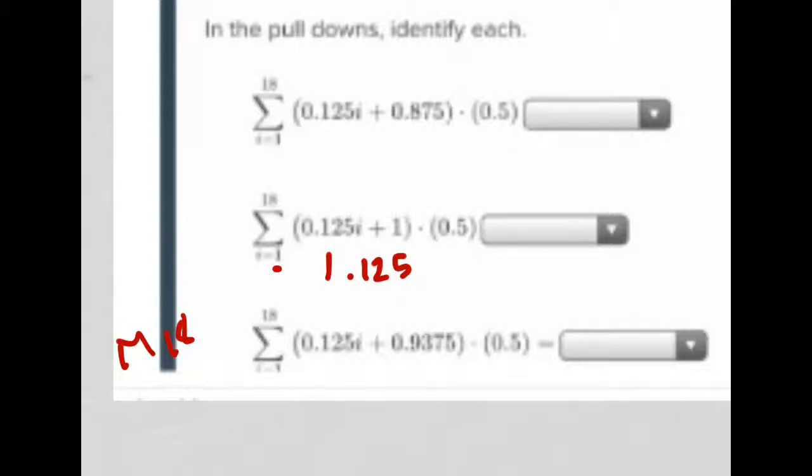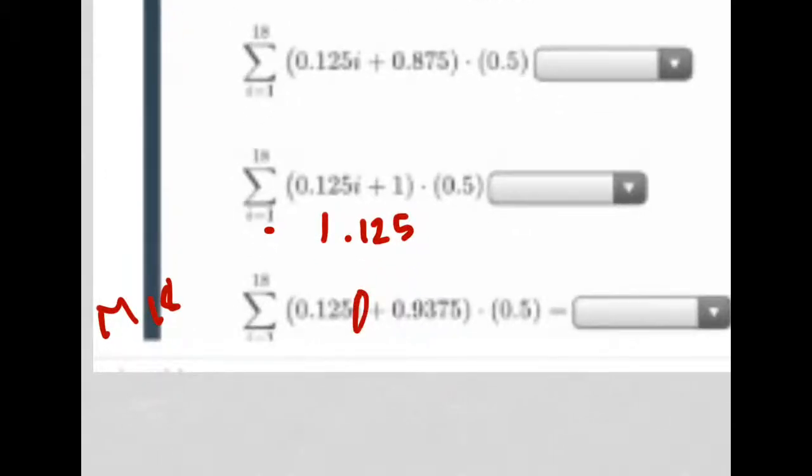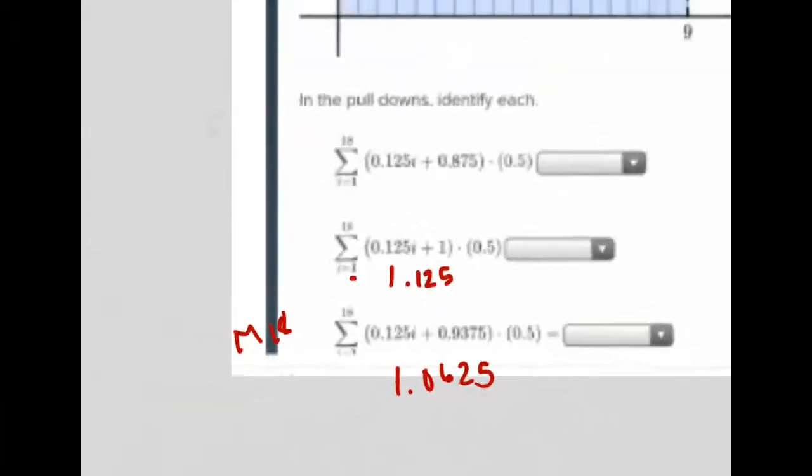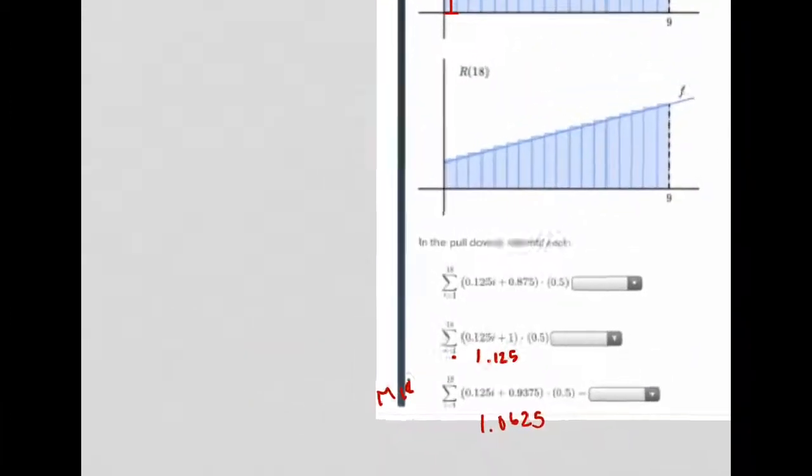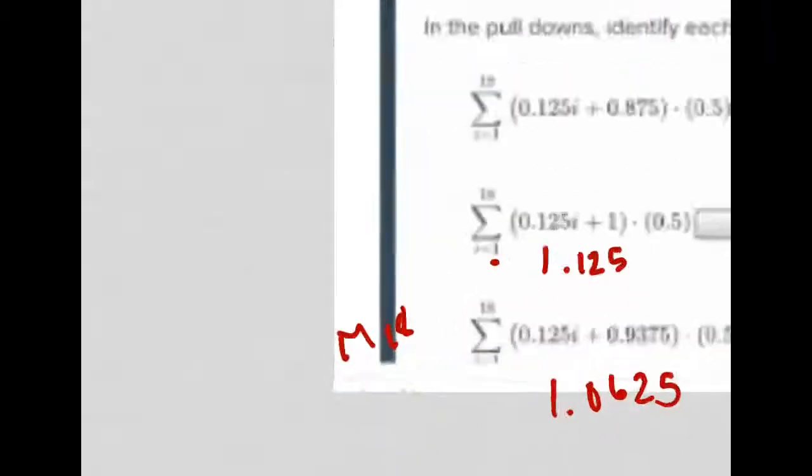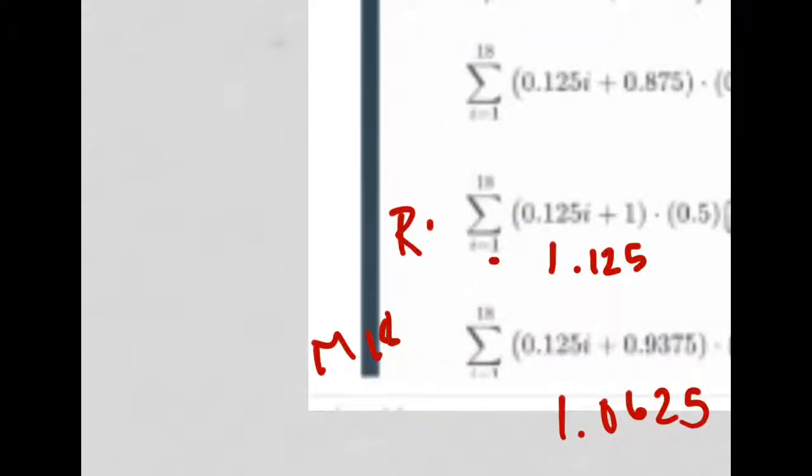Let's see. If we plug in 1 here, well, we get this plus this. What is that? Well, 0.125 plus 0.9375 equals what I wanted, 1.0625. I really hope you're understanding what the heck I'm saying. And then that must be R18.